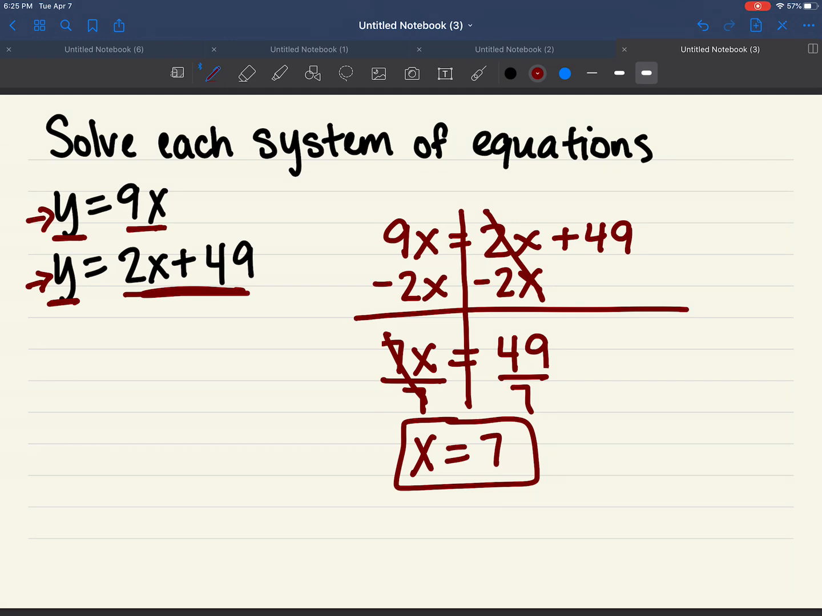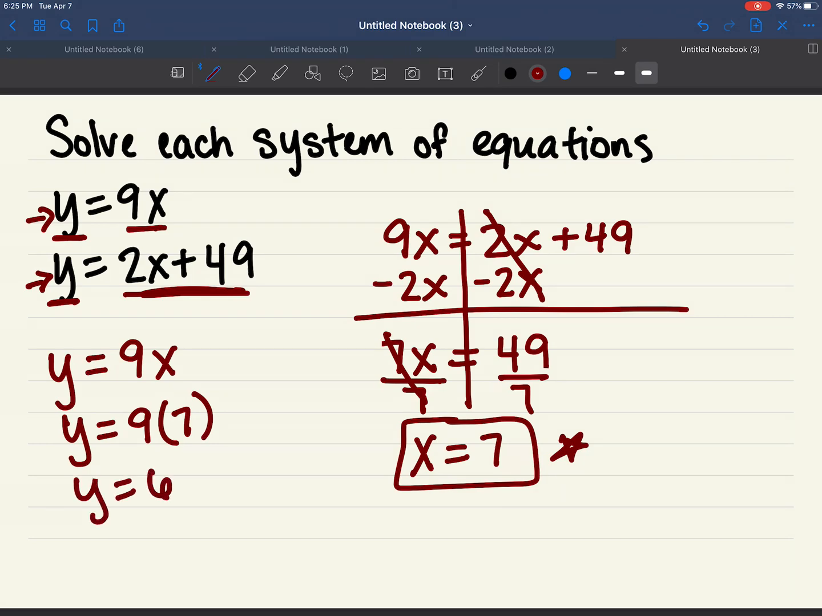Now, on this, you have to have both an x and a y value. So it's your choice. Now that you know x is equal to 7, you can plug that in for x in the bottom equation or the top equation. You can choose whichever one you would like to. I'm going to choose the top equation here, y is equal to 9x. I'm going to substitute. I know x is equal to 7, so I'm going to replace x with 7. Then all you have to do is multiply those two things together. 9 times 7 we know is equal to 63. So here we have an x and a y value.